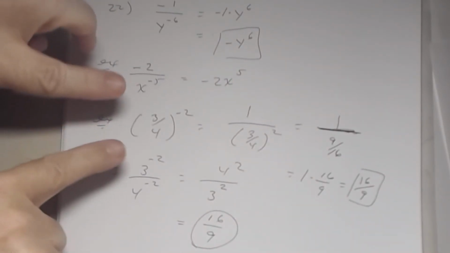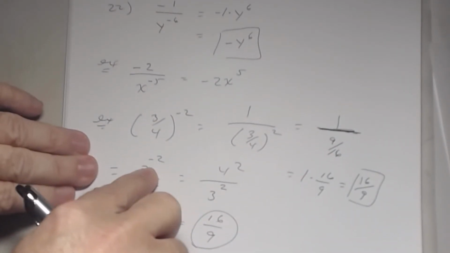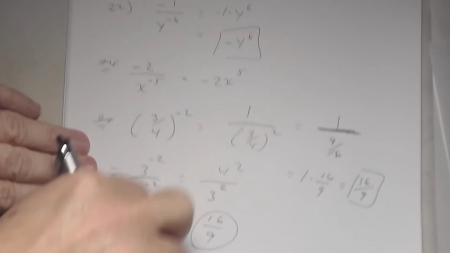That was probably the better approach. Using the power of a quotient. So you take the numerator raised to that power, take the denominator raised to the power, and then you make the exponents positive. Okay? All right. So when you have a fraction like this that's being raised to a negative power, it's probably best to use the power of a quotient first and then make the exponents positive.